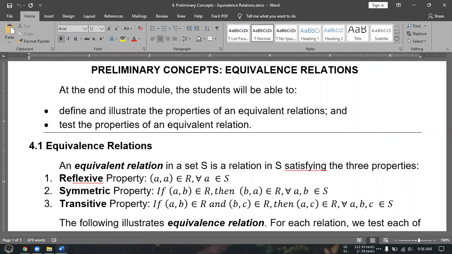Let's start our discussion. This is Module 4, Equivalence Relation. An equivalence relation in a set S is a relation in S satisfying three properties, other than the properties that we discussed during Module 1. So first, we have the reflexive property.